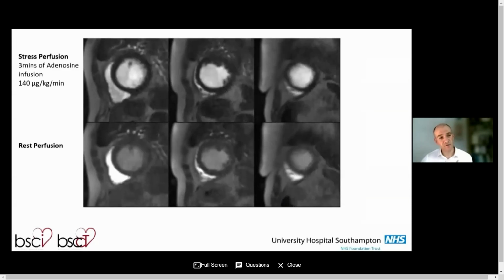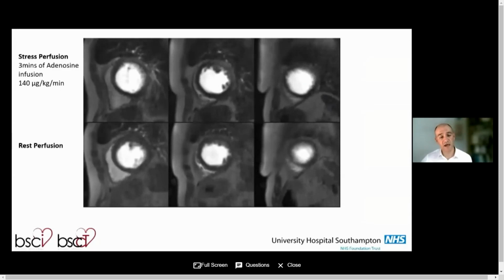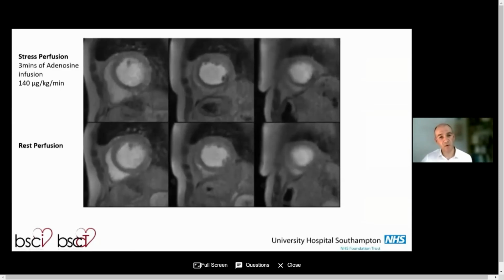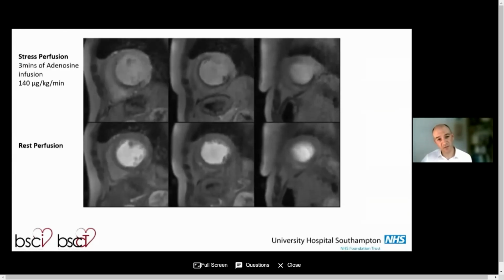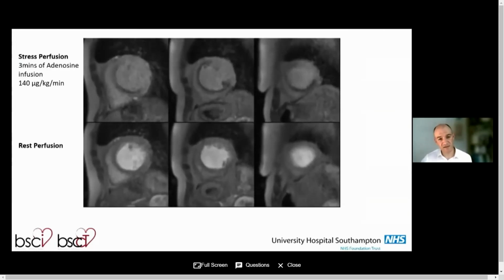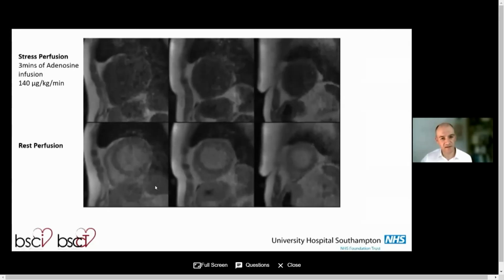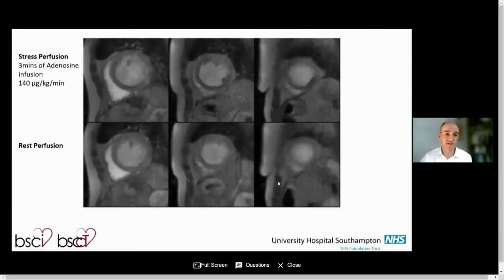Once we've created that state, we'll then give an injection of gadolinium, the contrast agent we use in MRI, to see how well the myocardium perfuses on the first pass perfusion technique. We then will let the patient recover and wait 10 minutes or so while we do some other imaging, and we'll come back and do exactly the same set of images but without the adenosine, so-called rest perfusion. Then we look at these two sets of images to see if we can compare the difference.